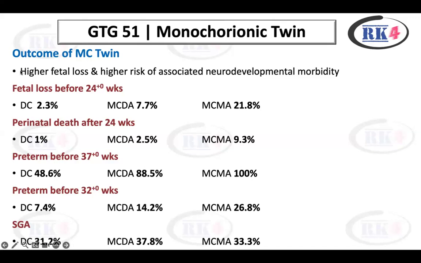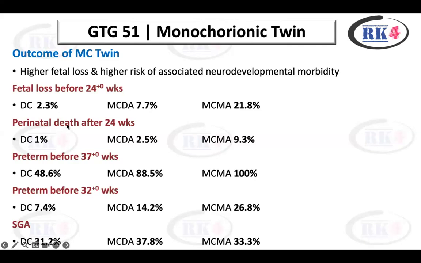Monochorionic twin pregnancy is associated with higher fetal loss and higher risk of neurodevelopmental morbidity. So you see, dichorionic twins have fetal loss of around 2%. Monochorionic diamniotic has around 7%. And if it's monoamniotic, then the chances are 3 times higher. That means it becomes 21% or around 22%.